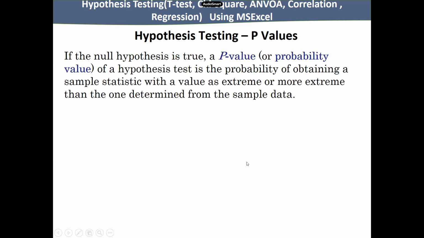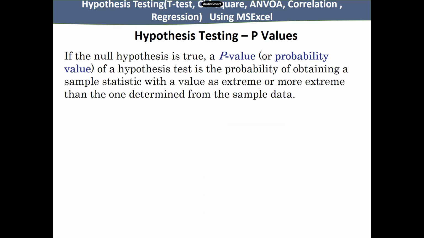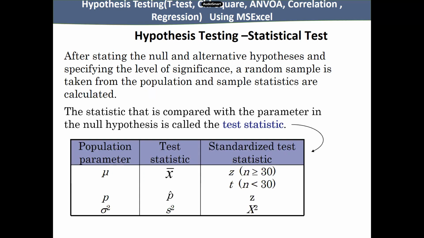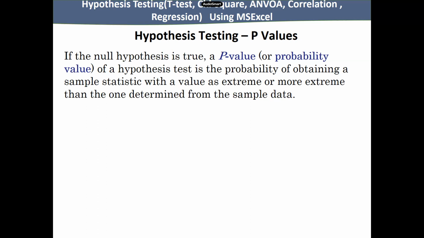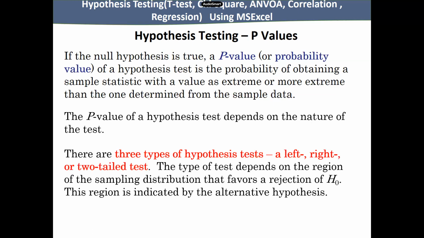I don't want us to go into this. I just want to give you clarity on this. So we have seen at least where the p-value is coming from. All right? And the mu, where it's coming from. Now let's look at this. If the null hypothesis is true, the p-value, or the probability value, of the hypothesis test is the probability of obtaining a sample statistic with a value as extreme or more extreme than the one obtained from the sample data. This is what it means. So the p-value of the hypothesis test depends on the nature of the test.